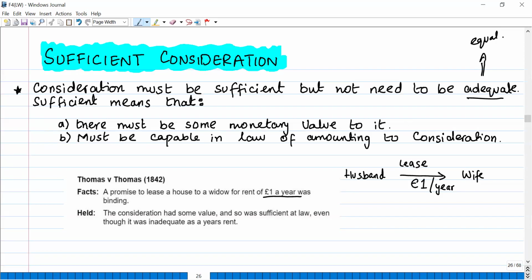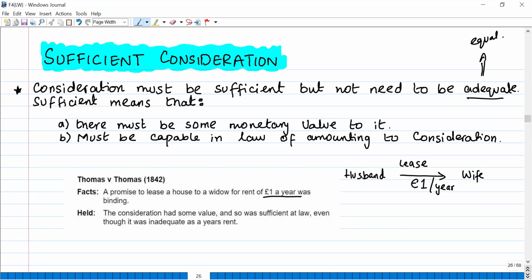Okay. Now the husband leased the house to the wife, and the wife paid £1 a year as rent for the house. According to the eyes of the law, that is considered sufficient consideration, and the contract was binding. So nobody in the future can ask the wife to get out of the house by saying the contract is not formed. Why? Because the consideration was not equal.